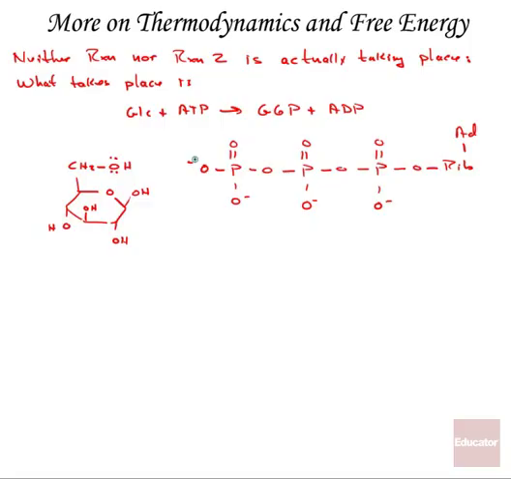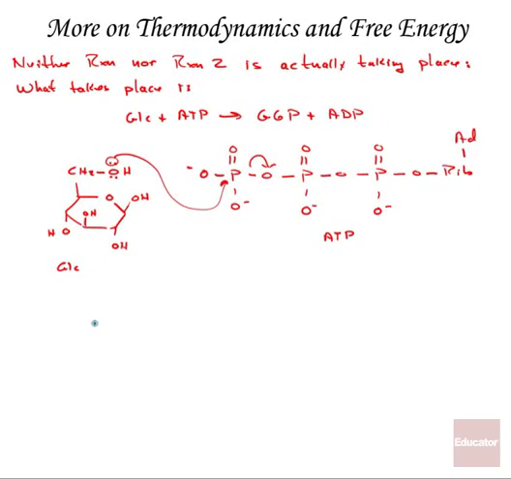So what's happening is the following. These electrons go that way, kicking up that way. This is glucose. This is adenosine triphosphate. What you end up with is glucose 6-phosphate, which looks like this.